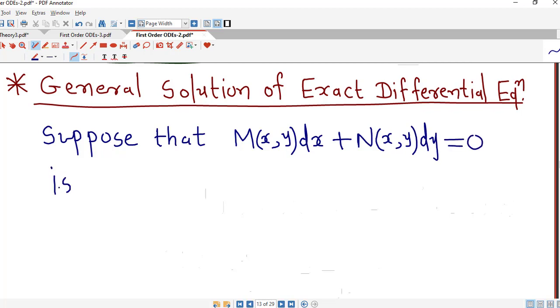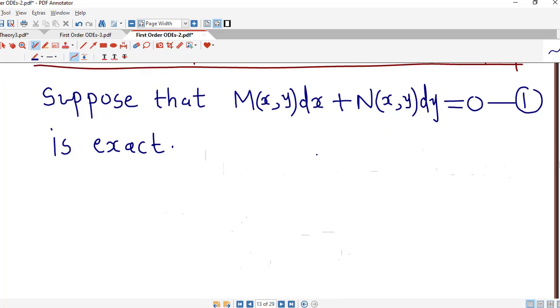is exact. We give this number 1. First we write our differential equation in this form and check the condition for exactness. If that condition is satisfied, we find what the functions capital M and capital N are. Then we have a ready-made formula for the general solution of equation 1.